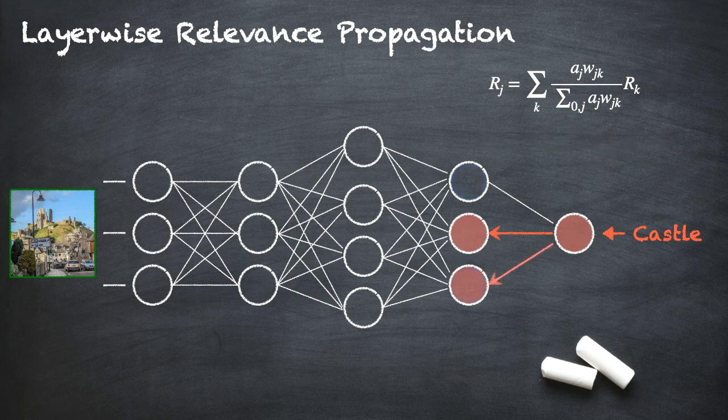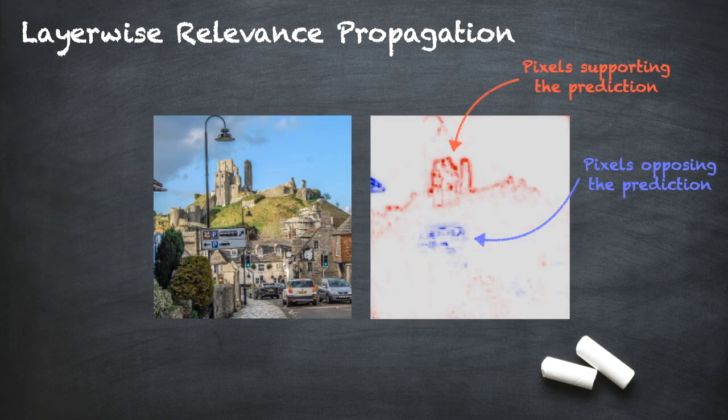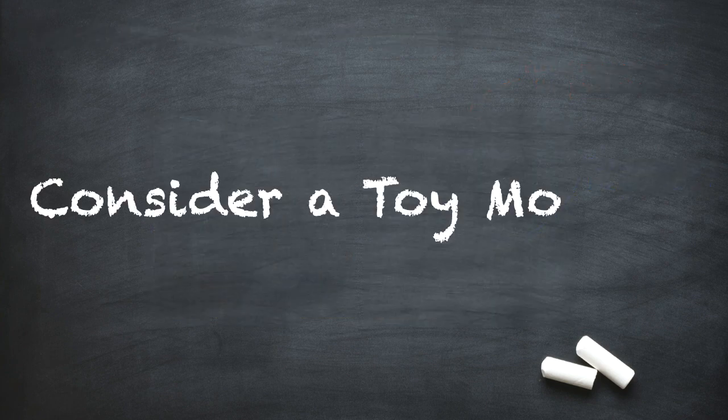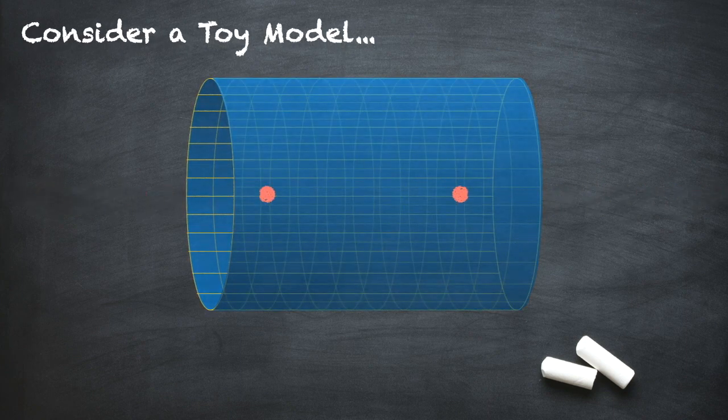Once the relevance has been propagated through the entire network back to the input, it is distributed among the features of the input. For images, this gives a heat map of the features, highlighting those that impacted the corresponding decision most. We'll now consider a toy model that resembles particle jet data, and our goal with this is to verify that LRP can work for this type of classification problem.